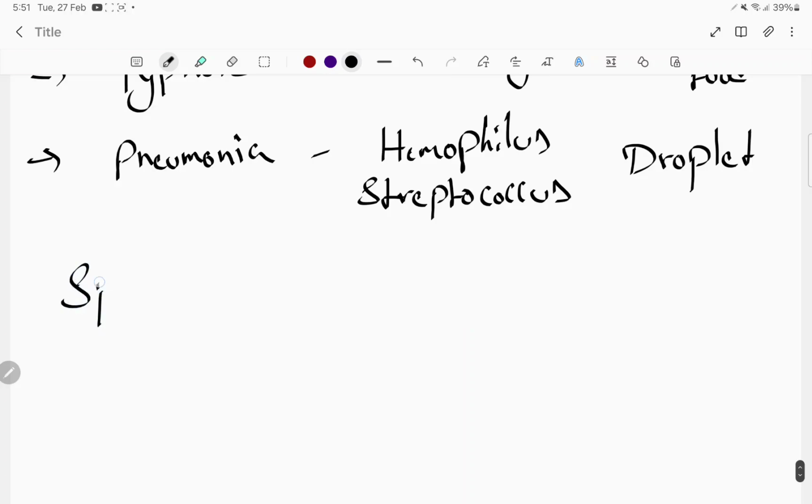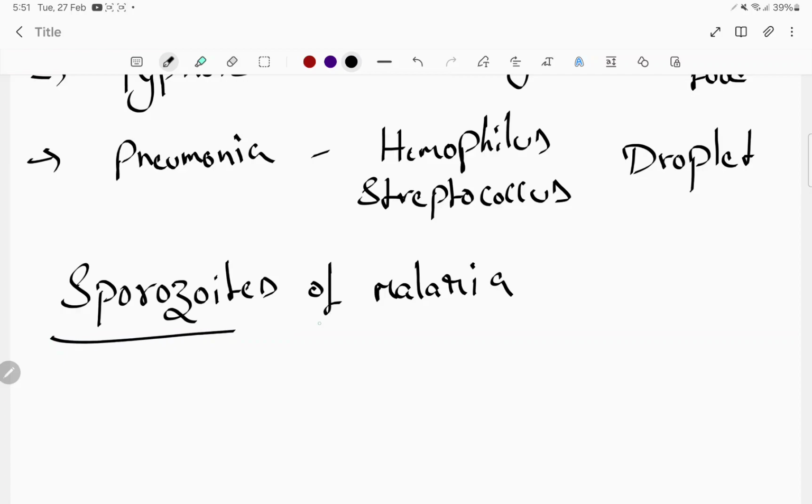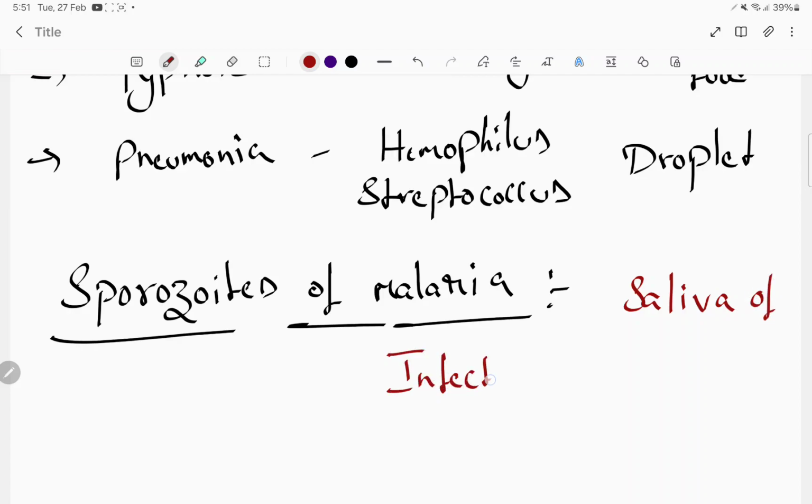So where the sporozoites of malaria, where do we look for? We look for saliva of infected mosquito. Infected Anopheles mosquito.